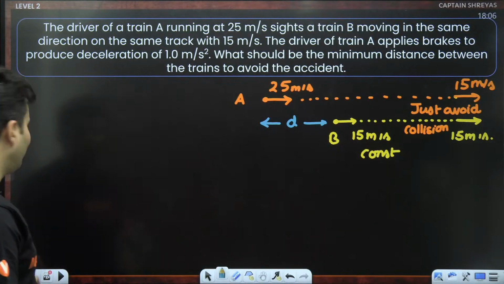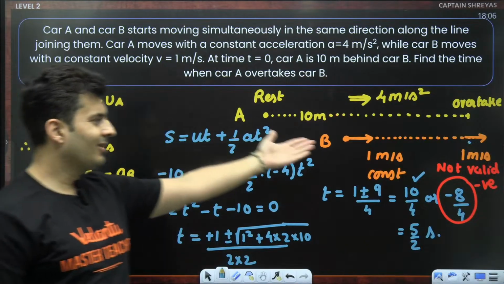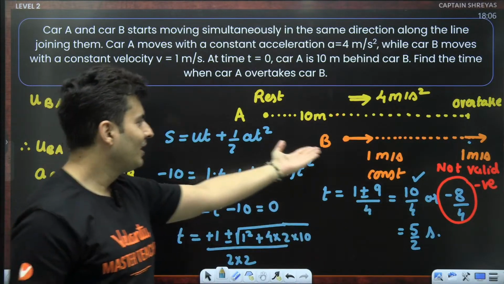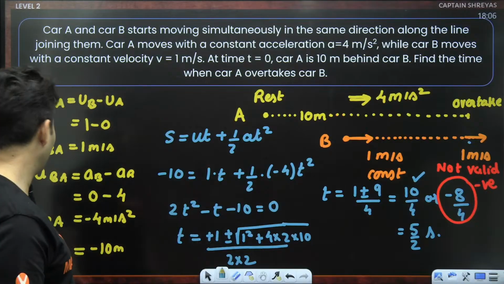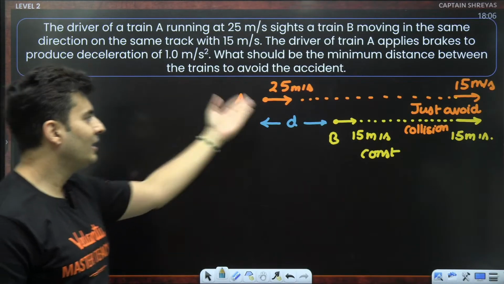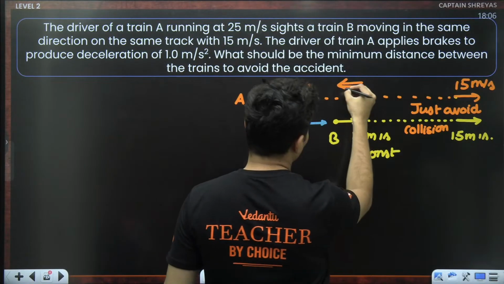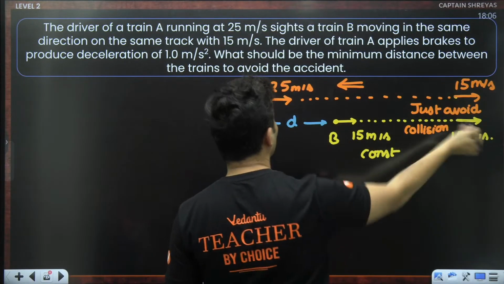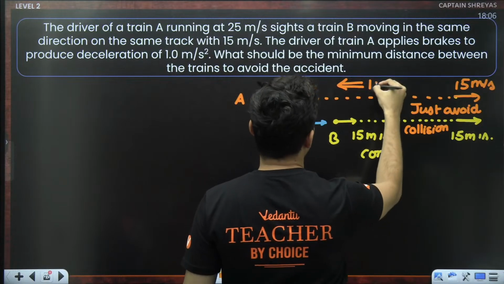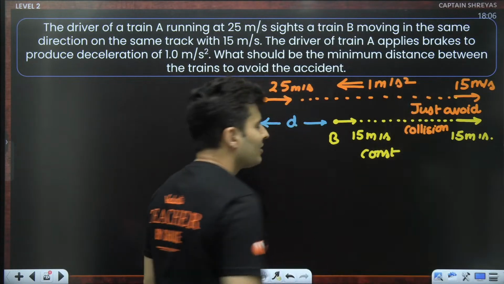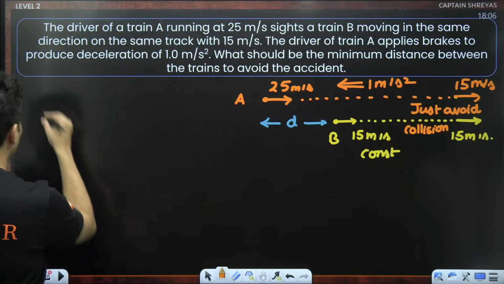Isn't this problem very similar to this question? Look at that, even the diagrams are similar. This is going with constant speed, this is going with acceleration. Instead, here it is going with retardation. That's the only difference, my dear students. There it was overtaking, here it was collision, and the retardation is 1 meter per second square. So it's the same thing, my dear students. Let's do it.